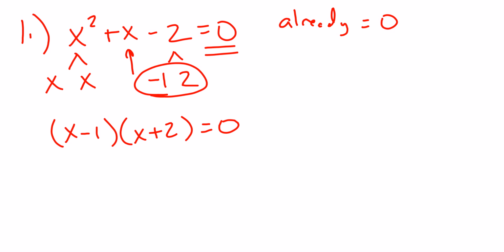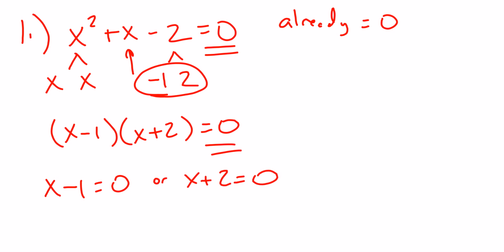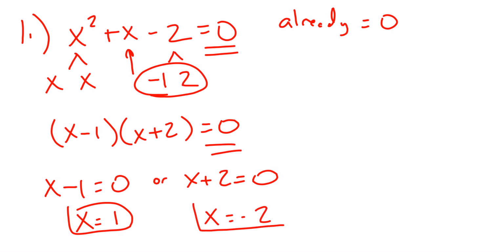Now, since it equaled 0 before, it still equals 0. And since this equals 0, you get to do this. X minus 1 equals 0, or x plus 2 equals 0. That means you're going to have 2 simple solve problems. For the first part, I'm going to add 1 to both sides. So x equals 1. And then I'm subtracting 2 from both sides, so x equals negative 2.